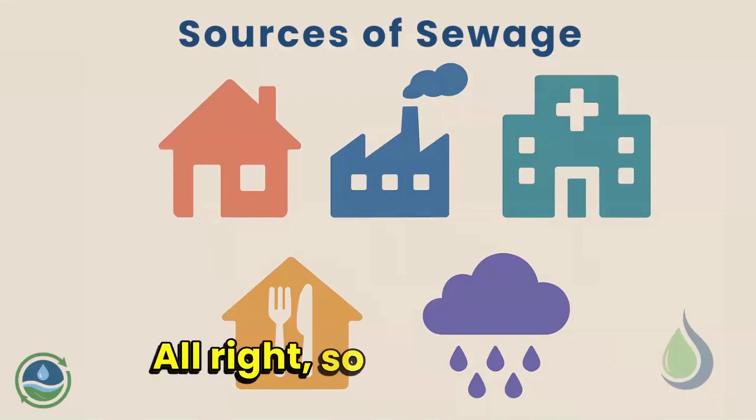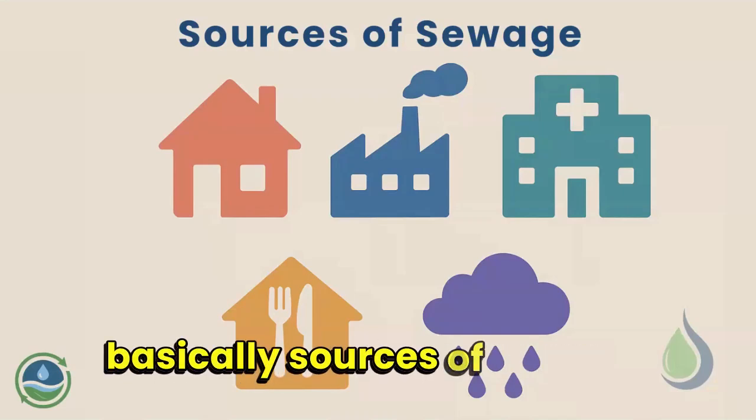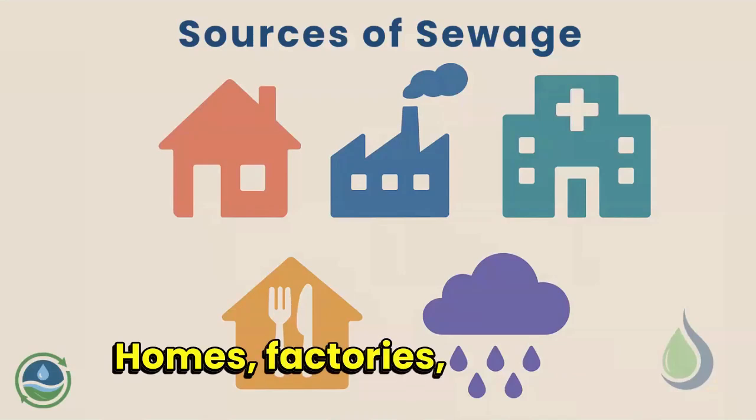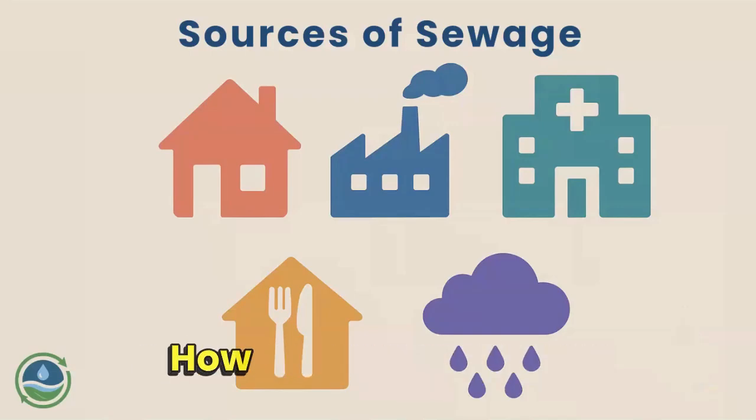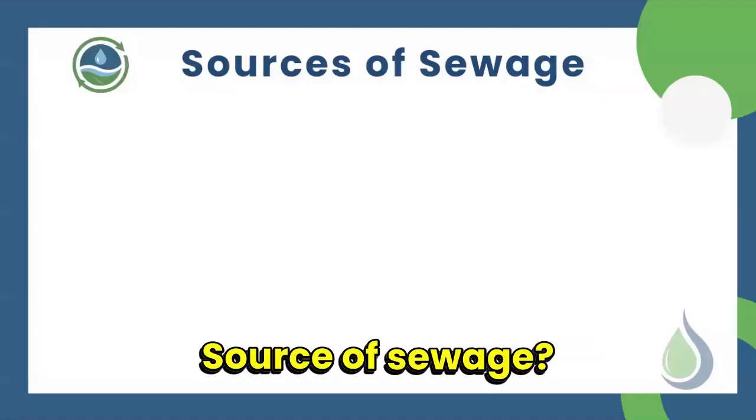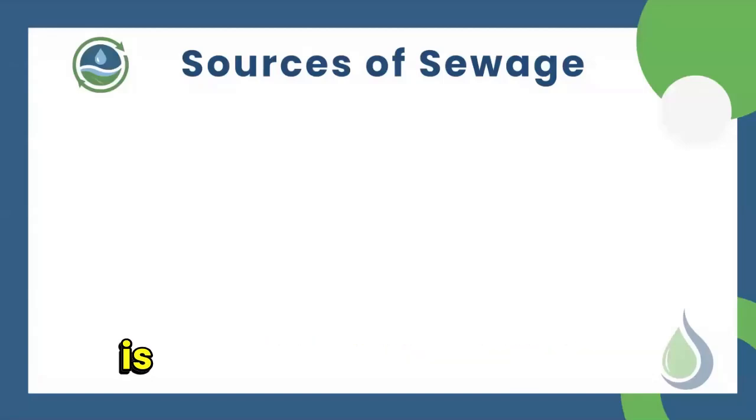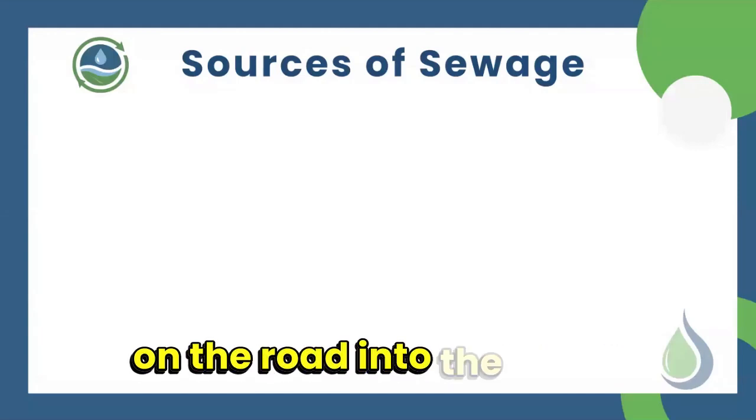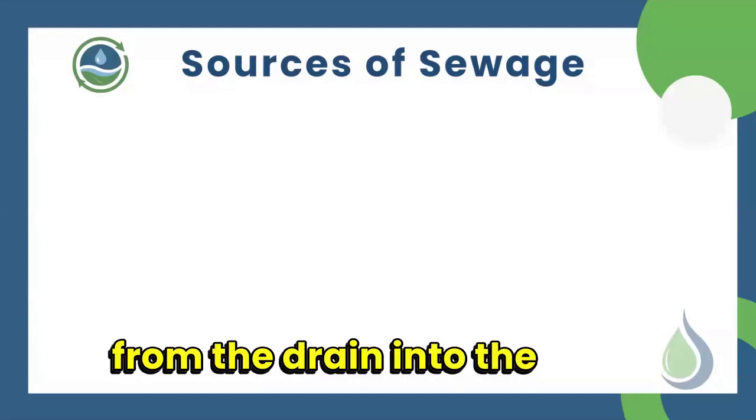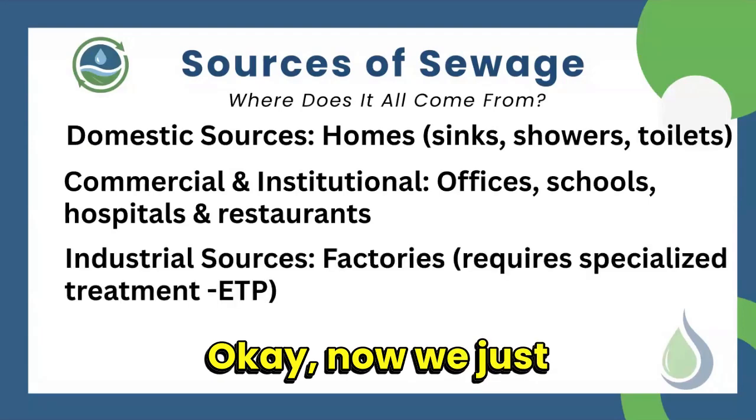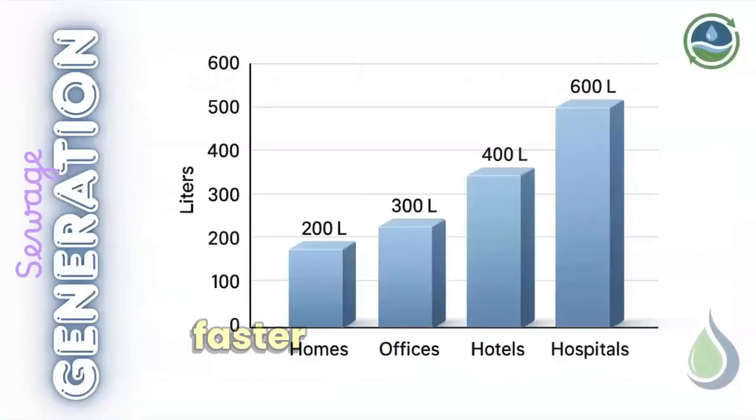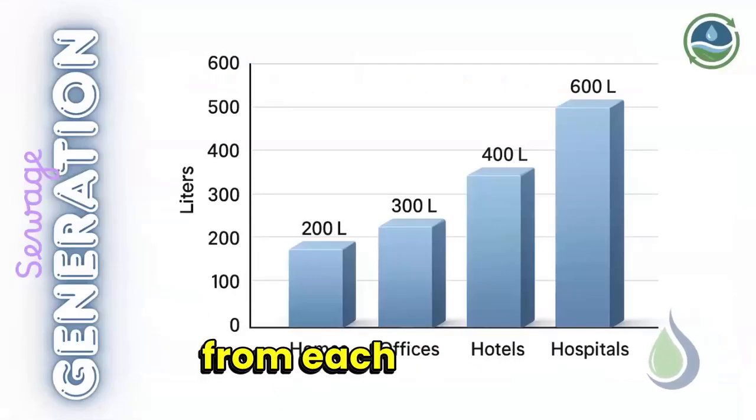All right. So what we are seeing here are basically sources of sewage: homes, factories, hospitals, restaurants, and also rainwater. You might say, how is rainwater a source of sewage? When it rains on the road, it is carrying a lot of dust and tar, whatever is lying on the road, into the drain, from the drain into the river. Okay. Now, we just discussed this point. Let me move forward a little faster. When we talk about sewage, how much sewage is generated from each source?